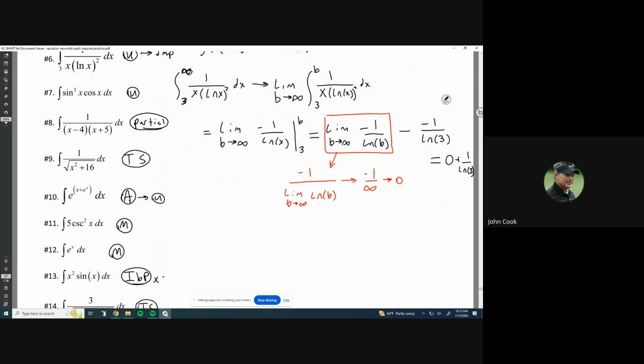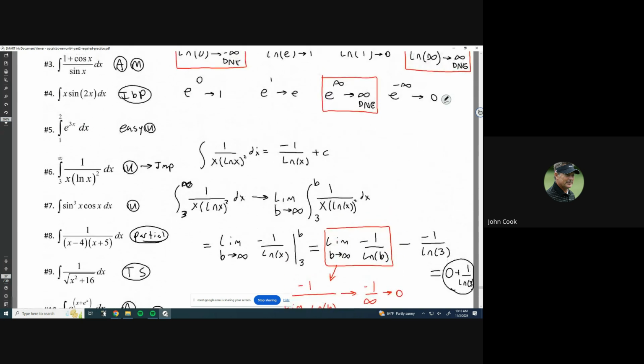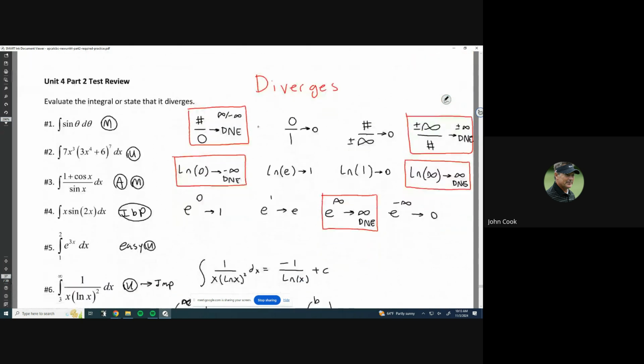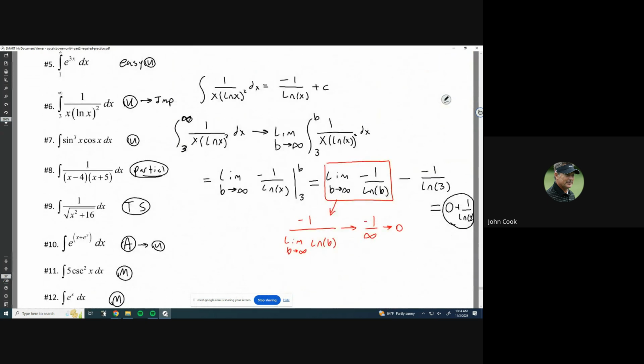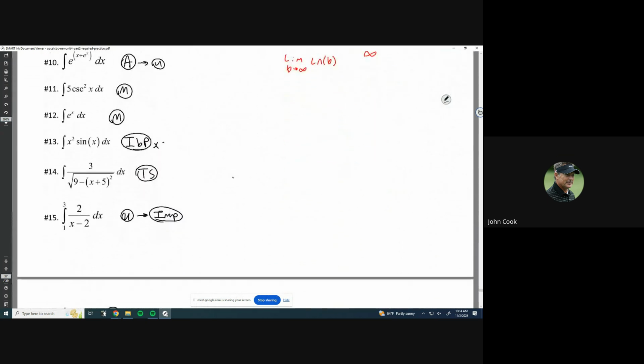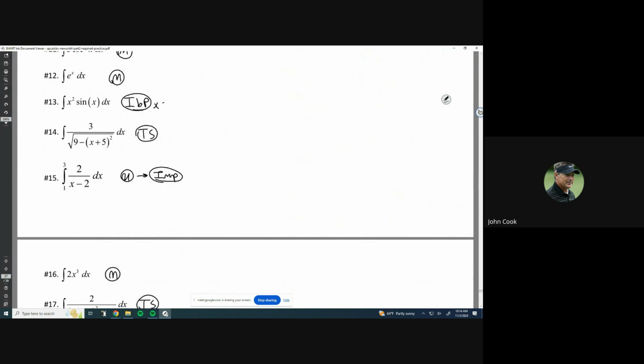So this thing does converge, and this is what it converges to. Okay. And by the way, I guess I didn't say this earlier. If a limit does exist, in other words, you don't have any of these issues with DNE, so no divergence, then we say that it converges and it goes to one specific value. So that's number 6. Now moving on, the next improper integral is going to be here at number 15.